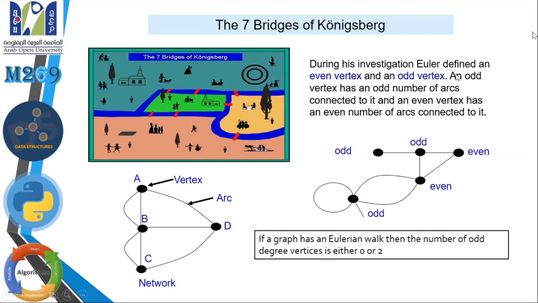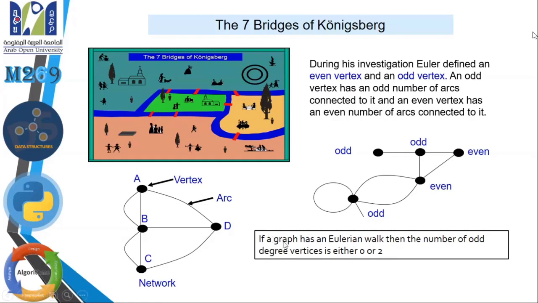Okay, an odd vertex has an odd number of arcs connected to it. So now that one, why is it odd? We have 1, 2, 3, so it's considered an odd vertex. That one is even because we have 1 and 2, no more. So that is even, and so on. An even vertex has an even number of arcs connected to it. So he started in that way.